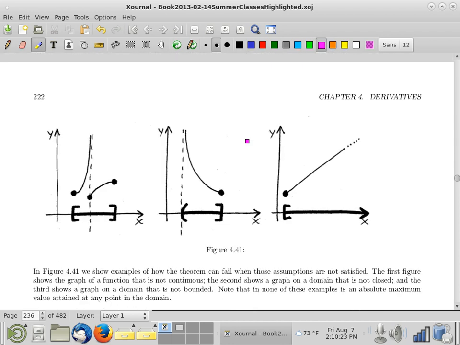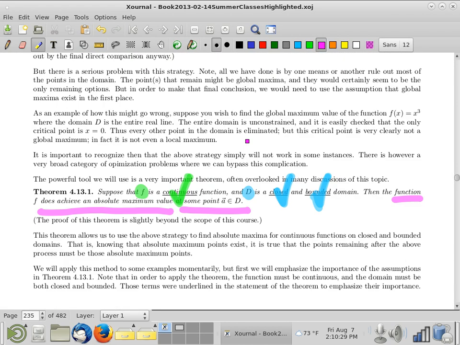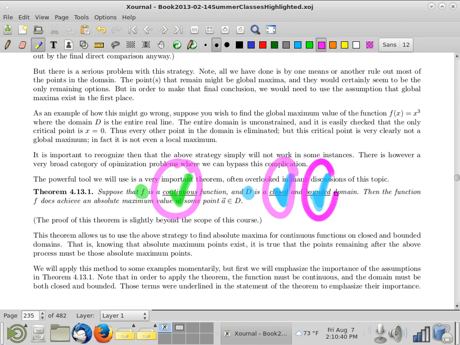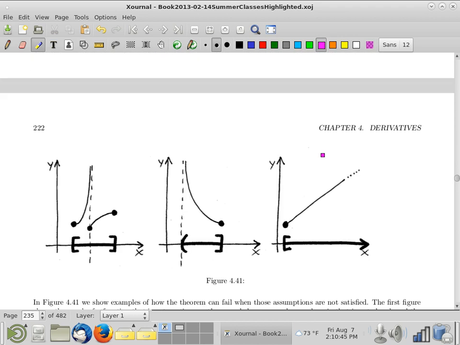Okay. Now, these three figures here are intended to show why these three conditions are essential. So, what goes wrong if the function fails to be continuous? What goes wrong if the domain fails to be closed, or if the domain fails to be bounded? So here we go. Now, I'm going to show you why these conditions are necessary. I'm not going to show you why these conditions are sufficient. Again, that's beyond the scope of the course by a little bit.